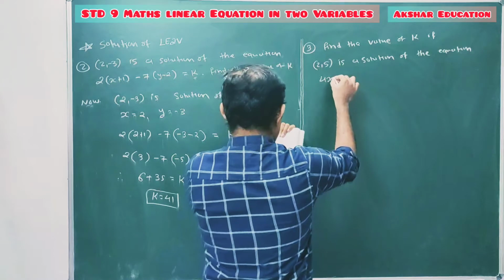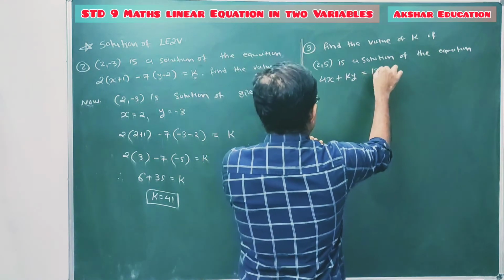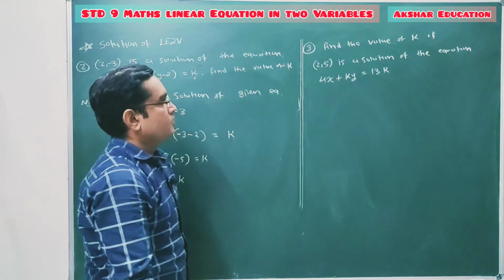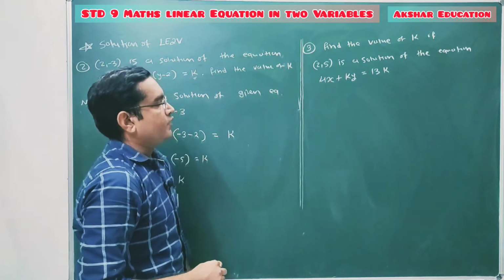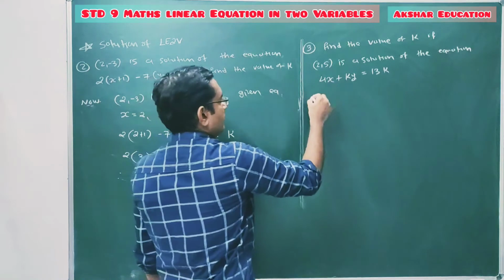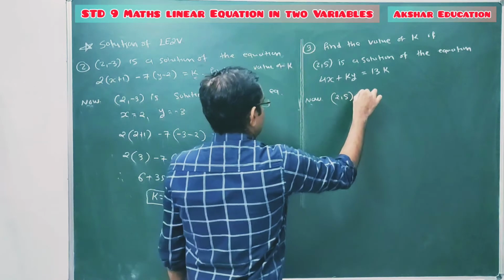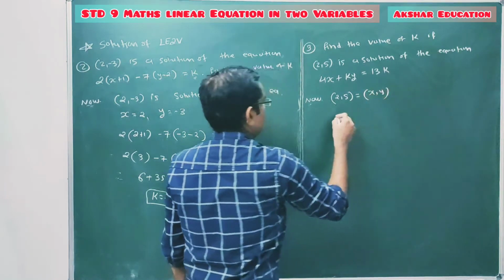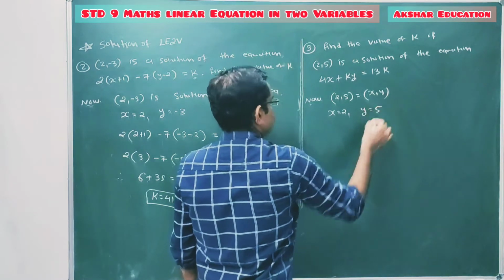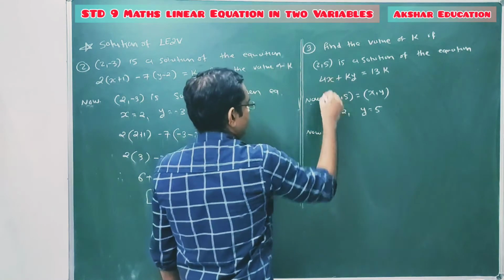4x plus ky equal to 13k. (2, 5) is the solution of the given equation. Find the value of k. So (2, 5) is the solution of given equation. So we can say that (2, 5) is nothing but our solution (x, y). So we can take x equal to 2 and y equal to 5. So this value of x and y will satisfy our equation. So put this value in your equation.